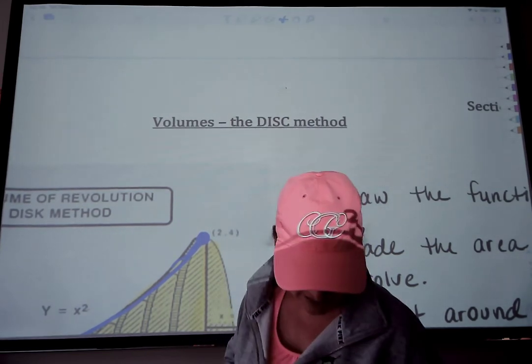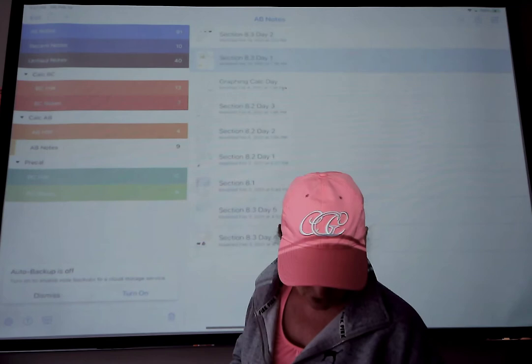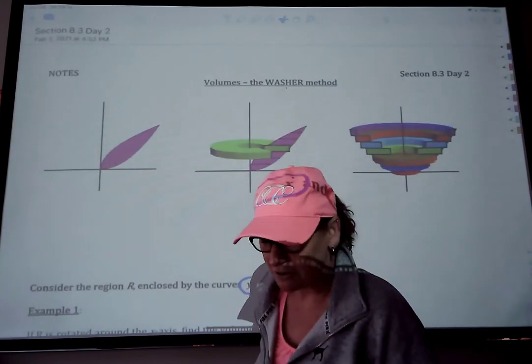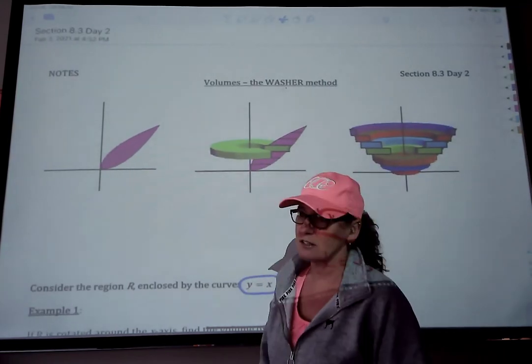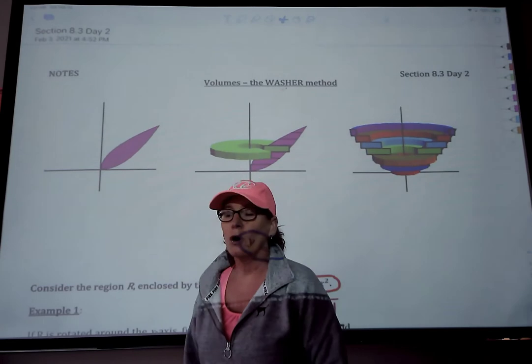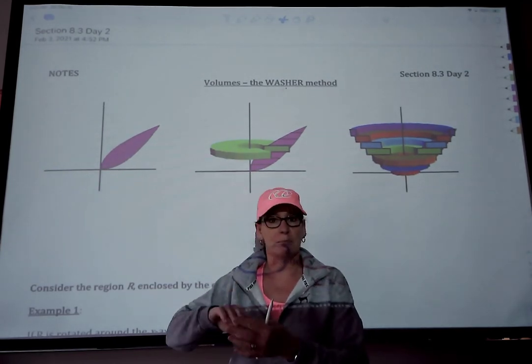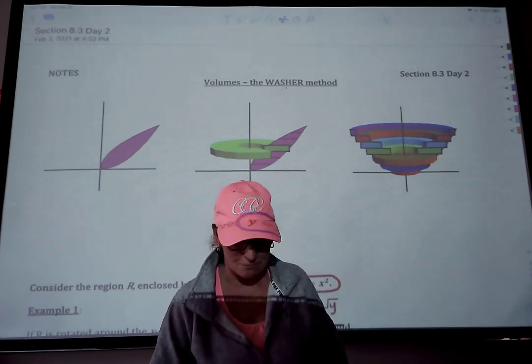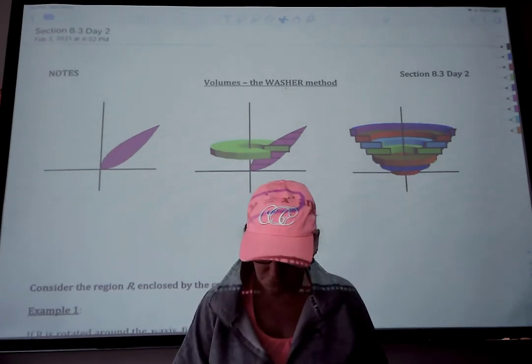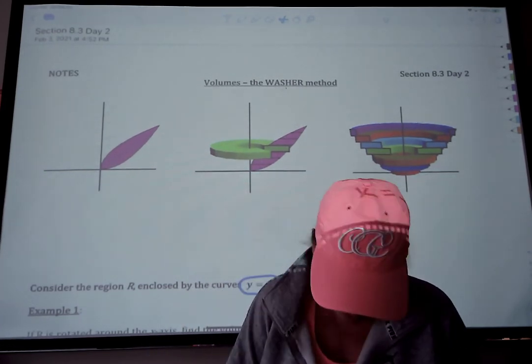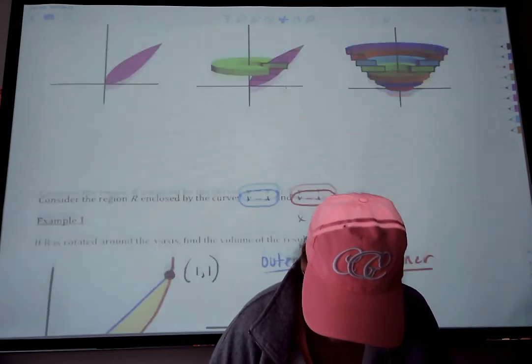Today's notes, same concept, yet a little different. This is called the washer method, not as in washing machine, but as in washer, the flat metal piece that goes behind a bolt that you might be screwing in for additional pressure. The washer method. Okay, so here's what we're doing.